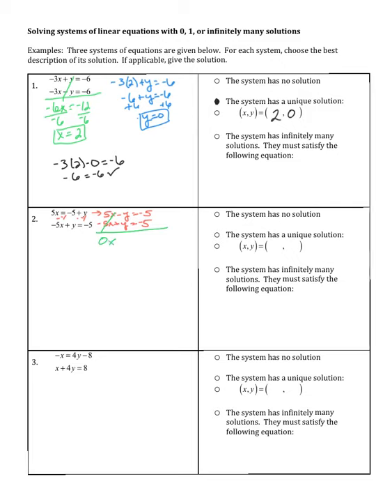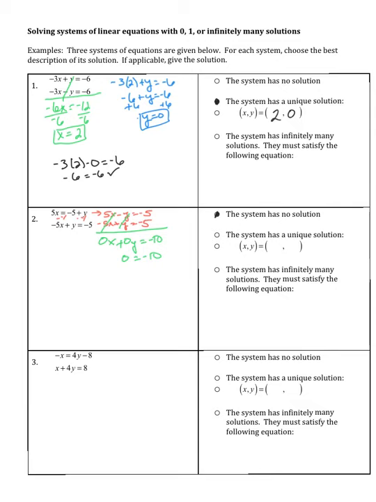Okay, 0x. Wait a minute, I've got a negative y and a positive y. Okay, plus 0y equals negative 10. 0 equals negative 10. Is that a true mathematical statement? It is not. It is not a true mathematical statement. 0 plus 0 doesn't equal negative 10. The system has no solution. These are actually parallel lines. The system has no solution.